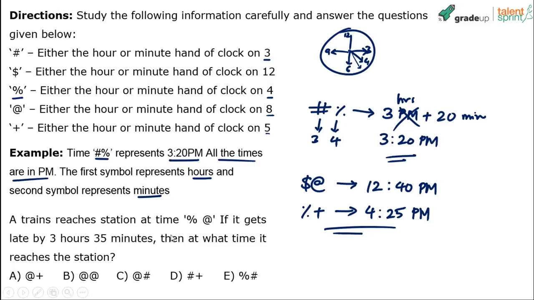This is usually a 3 or 5 marks question. So the first question of the set here is on the screen now, right? It says a train reaches station at time percentage at the rate. If it gets late by 3 hours and 35 minutes, then at what time it reaches the station? Find this out. You have to find out the time in numerals first and again convert that to the representation as given in the illustration here, right? At what time it reaches the station? The time should be in the form of at the rate plus, at the rate hashtag, hashtag plus, percentage hashtag, and so on.